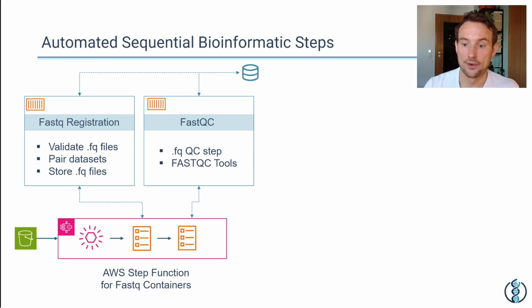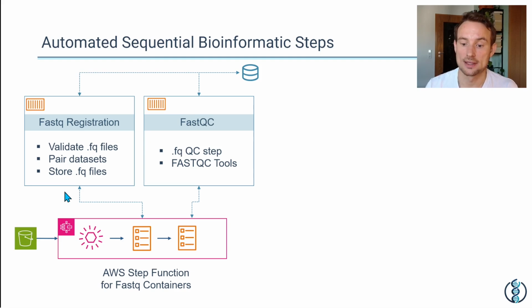The first 2 steps are the FASTQ registration and the FASTQ QC steps. All of the steps are implemented as Docker containers, which makes this pipeline flexible, so individual steps can be upgraded or extended without the need to reorganize the whole pipeline. And each of the containers is storing its results in the backend so that everything is structured and stored and can be accessed. The first 2 steps are related to the FASTQ files.